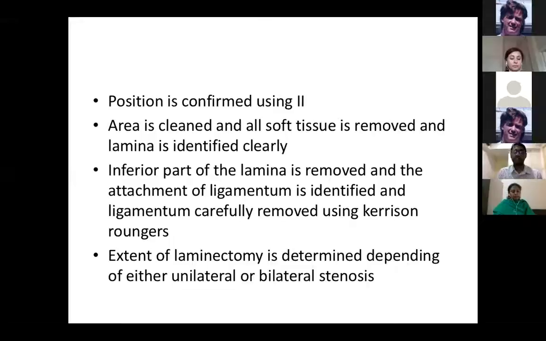And the extent of laminectomy is determined by whether we want to do a unilateral or bilateral. So if we want to do a unilateral, we just stick to that side. If we want to do bilateral, we finish the side that we are working on first. And then once we're done with that, we can actually tilt the bed. Sometimes we tilt the bed a little bit and adjust our microscope so that we're able to see the other side.